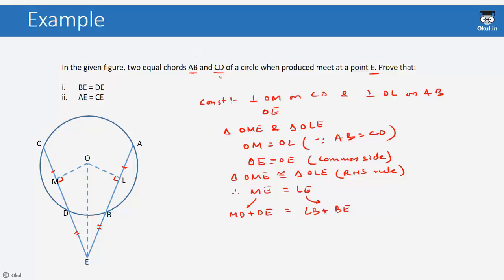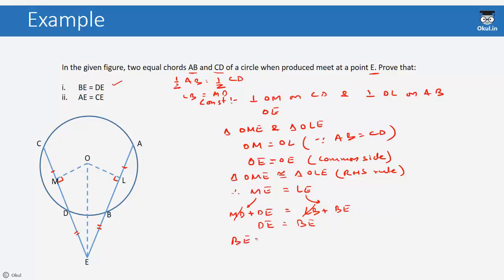Therefore half of AB should be equal to half of CD. Thus we can write that half times AB is equal to half times CD. So half times AB is nothing but LB and half times CD is MD. So LB is equal to MD. Thus we can cancel MD and LB since they are equal. Therefore we get that DE is equal to BE. So the first part we have just proved.